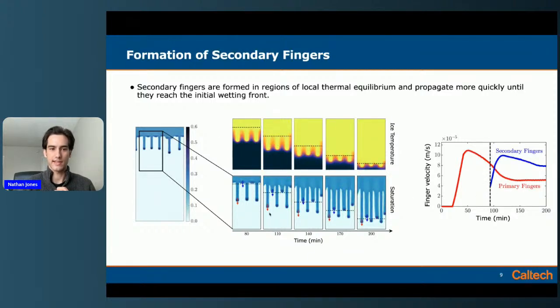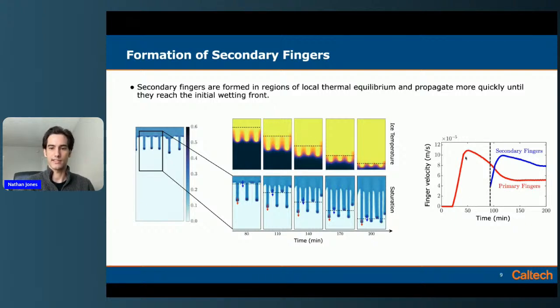So here I'm just showing that these secondary fingers only form in these regions of thermal equilibrium, in which they don't have to combat this new phase change and this new decrease in porosity to form. They can form in these easy, nice regions of flow in thermal equilibrium. And the black dotted line is the front of these secondary fingers. And they quickly catch up to the wetting front of the initial fingers.